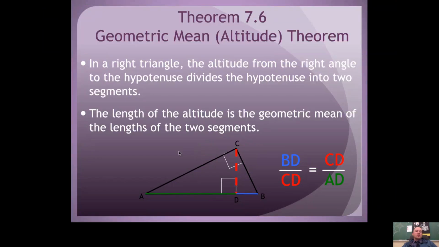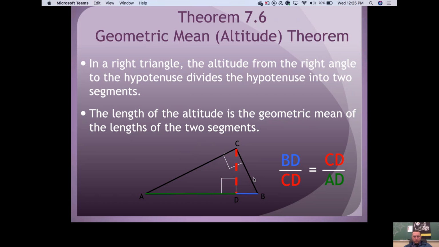This video is on section 7.3. We're going to look at theorem 7.6. It's a geometric mean theorem for the altitude to the hypotenuse of a right triangle. Here's how this goes. This red segment is the geometric mean of these two other segments, the blue and the green. That's the simplest way to put it. The red is the geometric mean of the blue and the green.